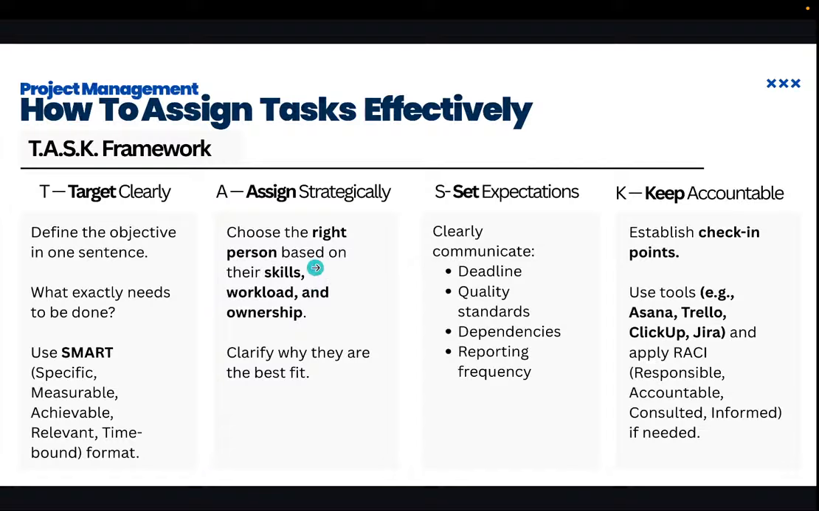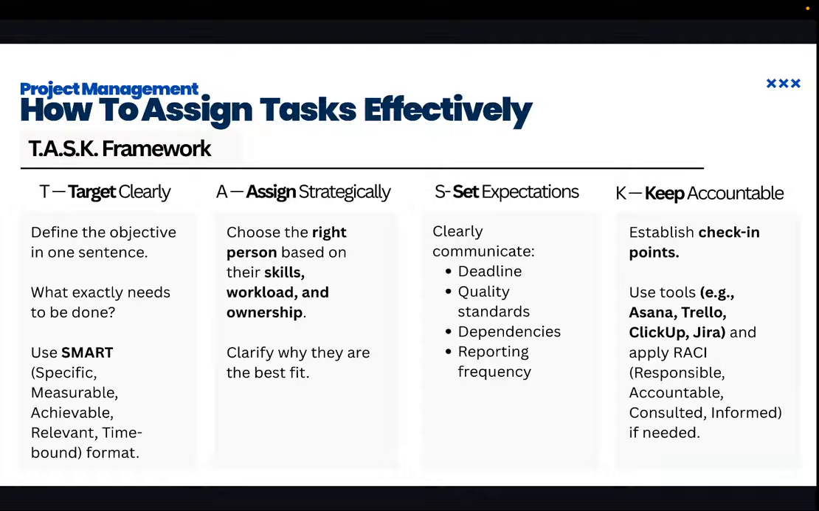So you choose the right person based on their skills, workload, and ownership to do that particular task. You can't assign a graphic designing task to a back-end engineer. You get it? Yes. So you assign strategically. And you need to clarify why they are the best fit. And see, even under the graphic design example I gave, when it comes to certain tasks, certain designs are high level. So definitely you have to give those high level tasks to the most experienced person on the team. You get it? So you assign strategically.